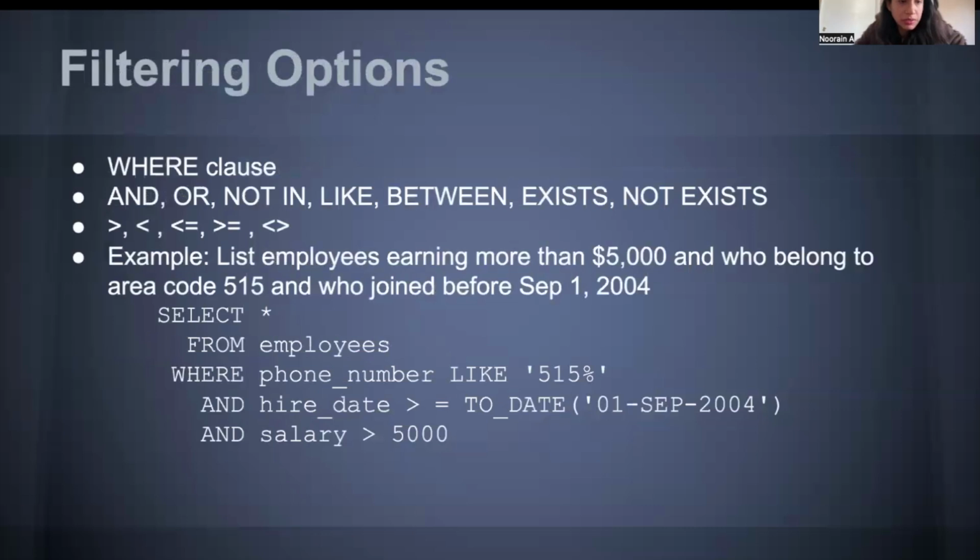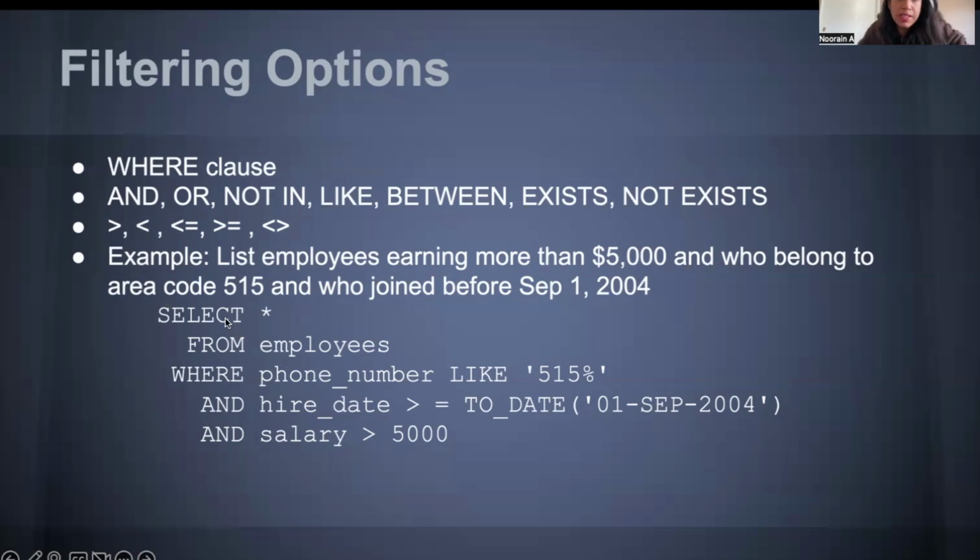Now let's talk about filtering options. The where clause helps us filter rows based on specific conditions. We can use operators like and, or, between, like, and things like that. Here's an example. If we want to select a list of employees earning more than 5,000 and who belong to the area code 515 and who joined before September 1st, 2004, this is how you would do it.